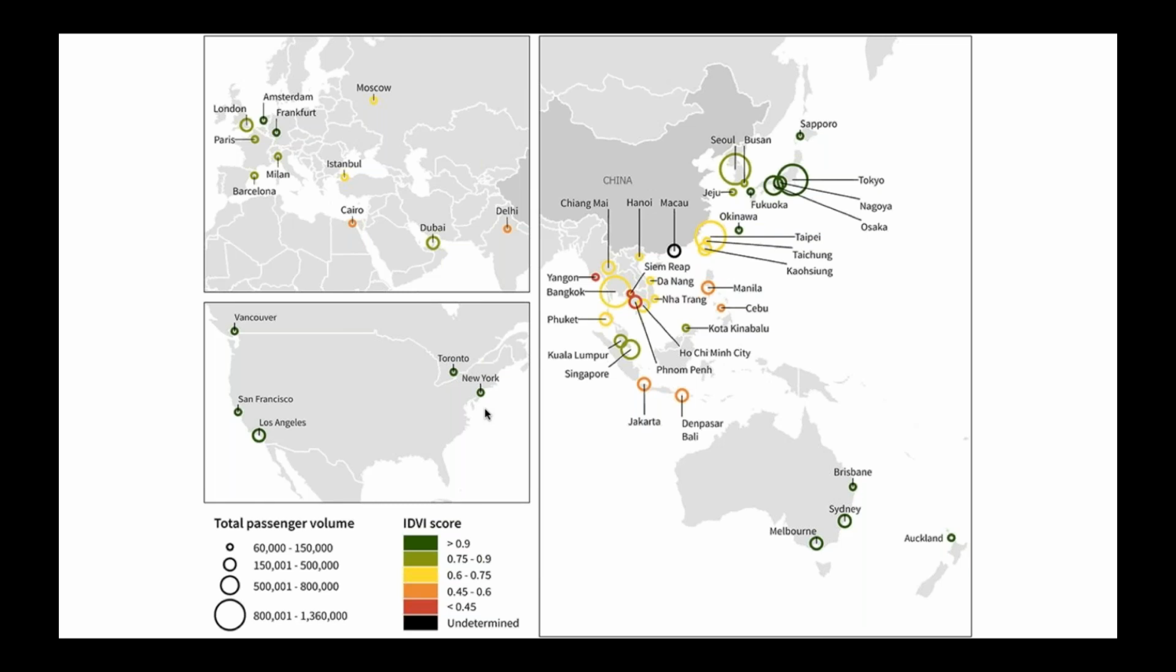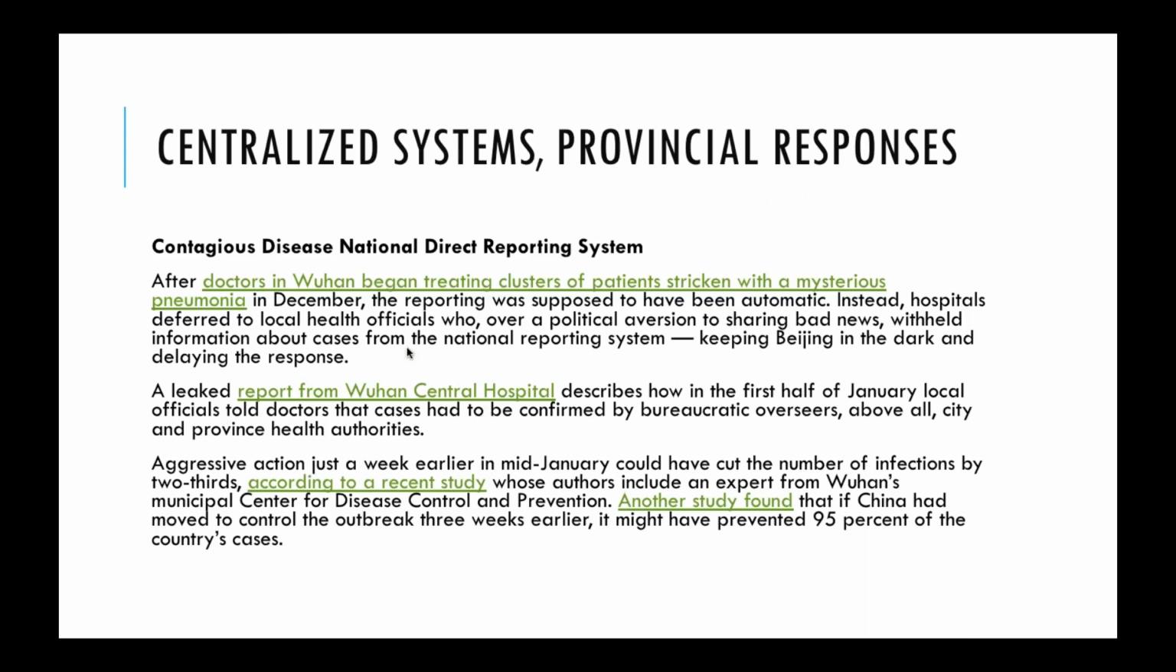Coming to the second point that I want to make here, it is captured in this particular heading that I've given, which is that the Chinese political system can be understood as one which has centralized systems, but these centralized systems are affected by provincial responses, provincial or state responses, so to say, like our Indian states. And this COVID pandemic has clearly shed light on this.